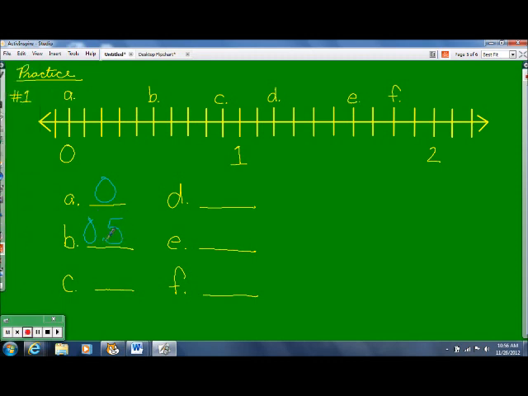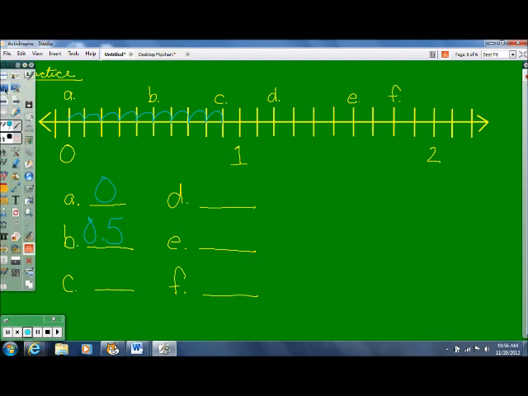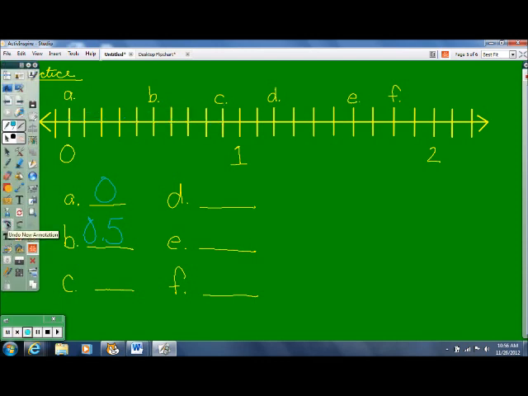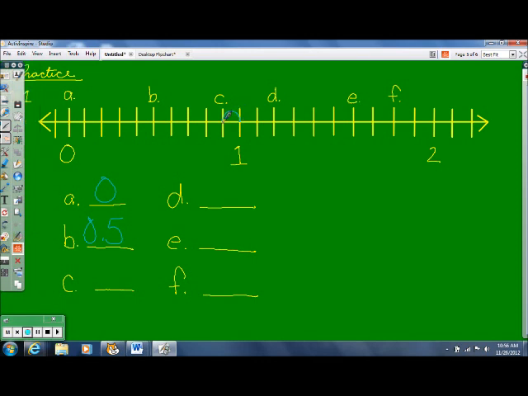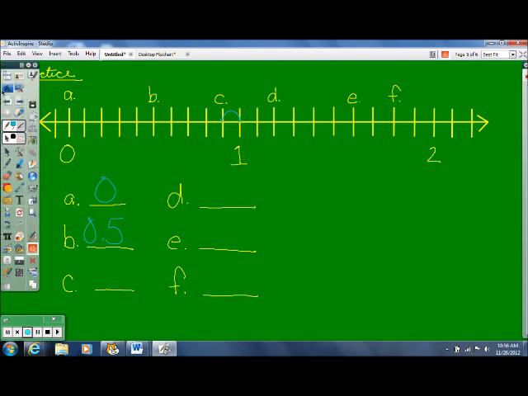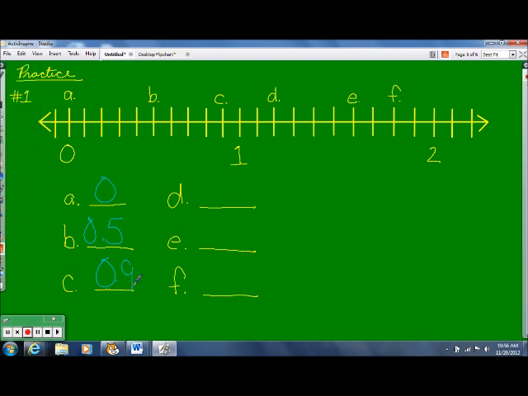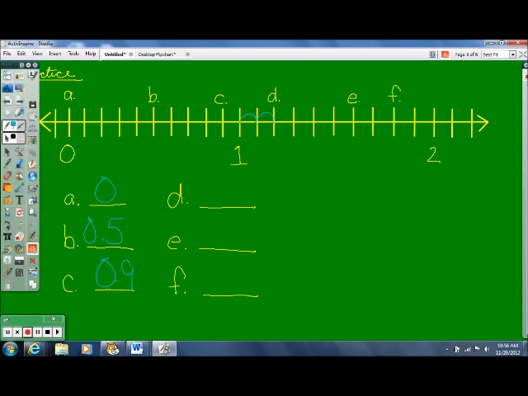So I move on to my next one, point C. And I could again start from 0. 1, 2, 3, 4, 5, 6, 7, 8, 9. Or because it's so close to 1, I can actually start at 1 and count backwards to 9 tenths. So C is 9 tenths. Don't forget your 0 as a placeholder. Now we're up to letter D. So we go 1, 1, 2. So I have 1 and 2 tenths, which we write as the decimal 1.2.